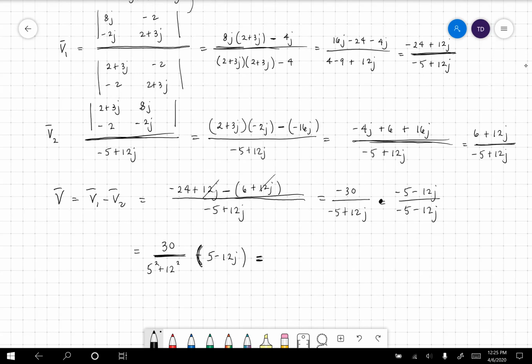Now I'm ready to put this into its polar form because I want the answer in polar form. So 30 divided by 169 times the square root of 5 squared plus 12 squared, which is the square root of 169, at an angle. And I'm looking, these are both positives, excuse me. Let's get that cleaned up. 5 plus 12j. This negative cancels with that one and that one, gives me a positive 30. So the angle is tan inverse of imaginary over the real, 12 over 5.